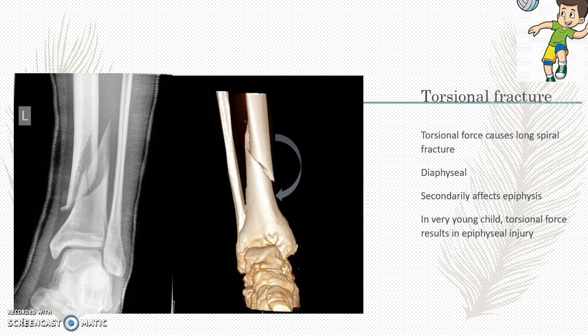So another is torsional force. Torsional force happens in the pediatric age group, which are different, and sometimes in very young children this torsional force may result in epiphyseal injury, but in relatively older children it is applied to the bone and it results in an S-shaped fracture line, resulting in the spiral fracture, and this involves mostly the diaphyseal region.